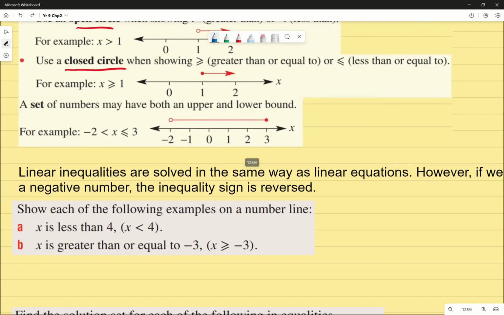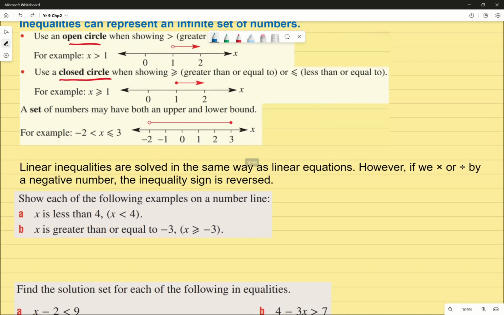Now, we're going to go through some examples. Linear inequalities can be solved the same way as linear equations. The only difference is that if we divide or multiply by a negative number, we flip the sign. That's the only difference. If we divide or times by a negative number, we flip the sign. So let's first look at what things would look like on a number line, and then we'll go ahead and try to find the answer.